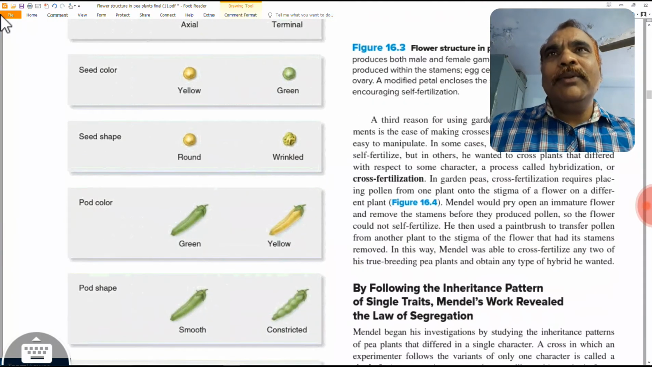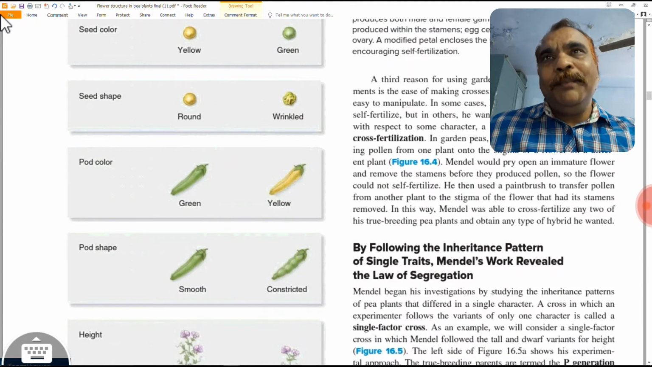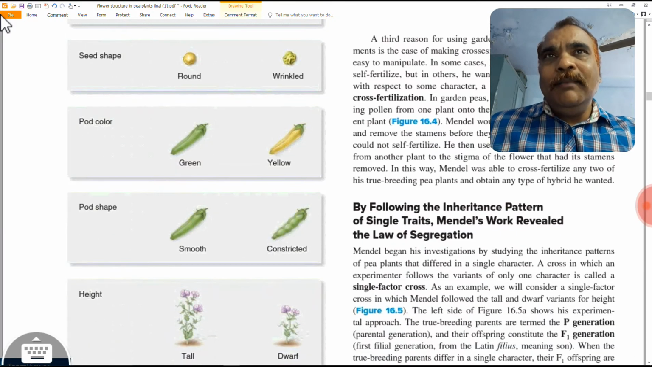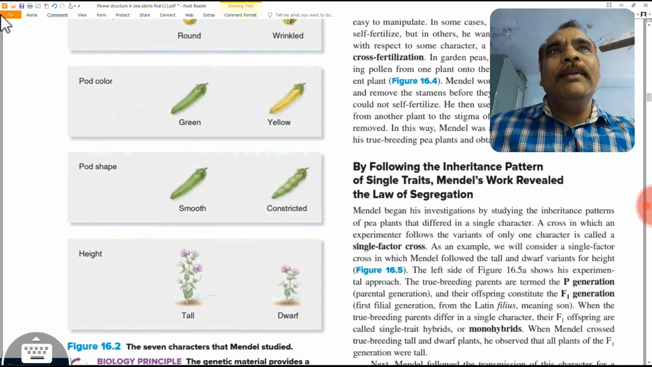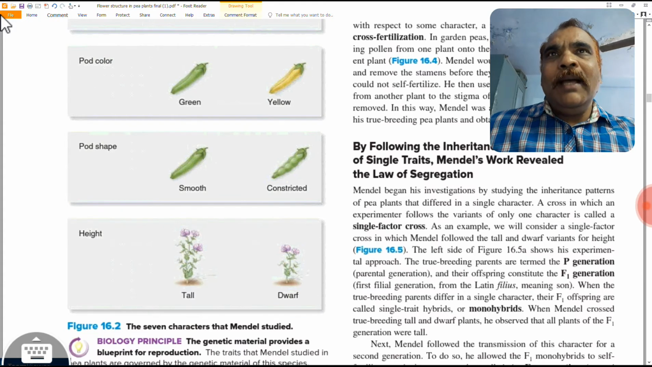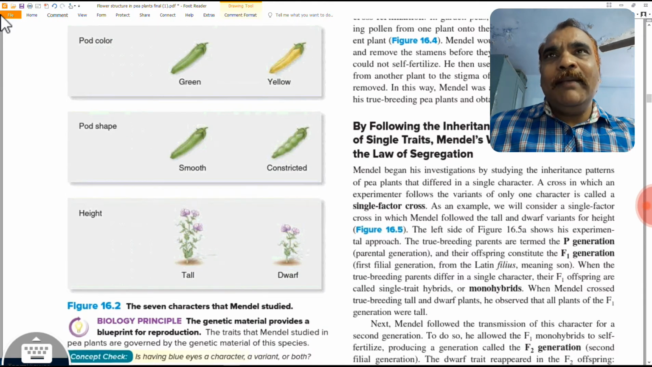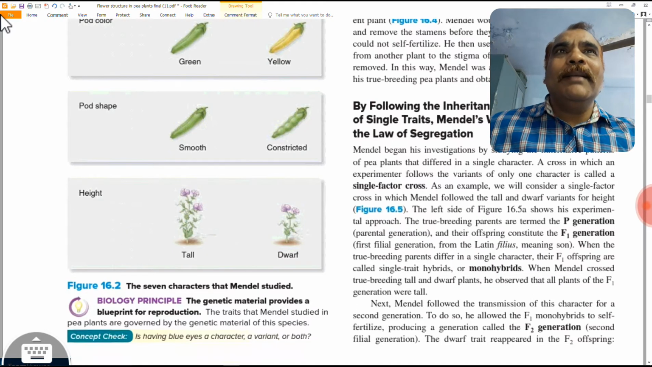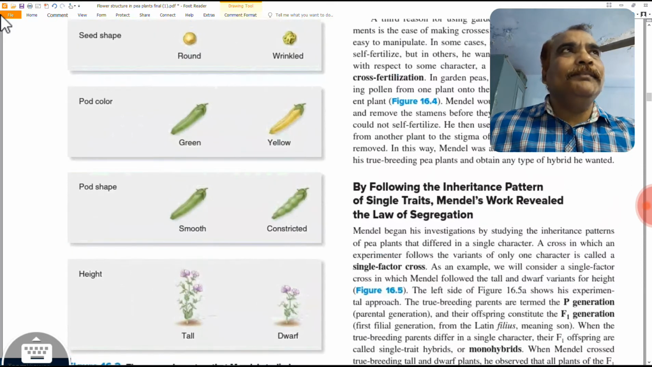Then pod color is also different: green color pods, and in some plants yellow color pods. Then the pod shape is also different. Some pods have a smooth surface, and as you can see, other pods have constricted surfaces. Then the height: some plants are tall, they have more height, so they are the taller ones, and some plants are not tall, so they are the dwarf ones. So these are the 7 characteristics that Mendel studied.